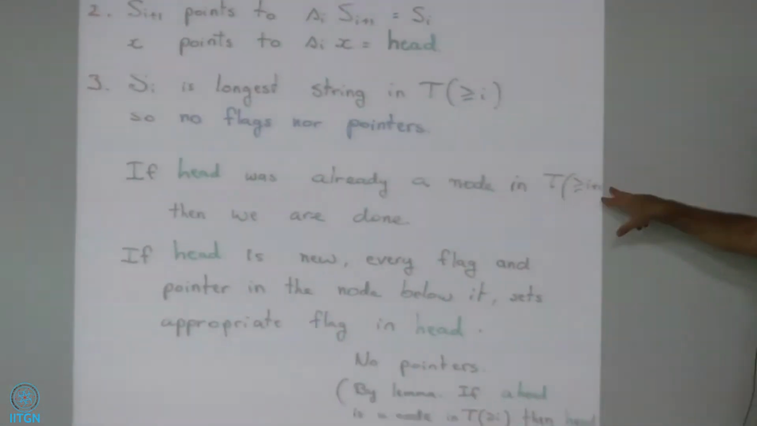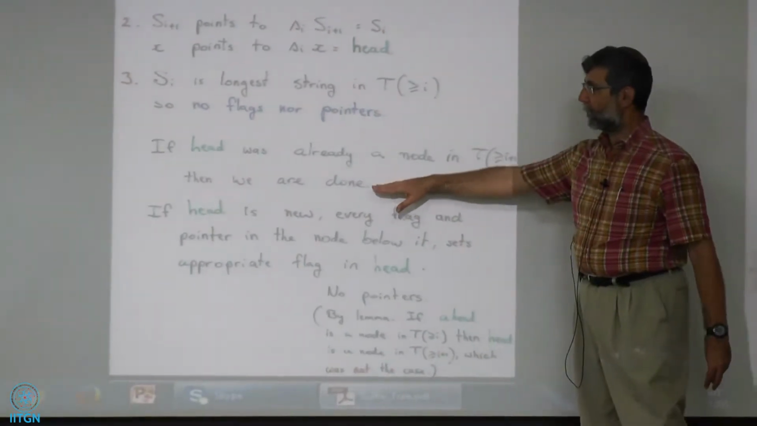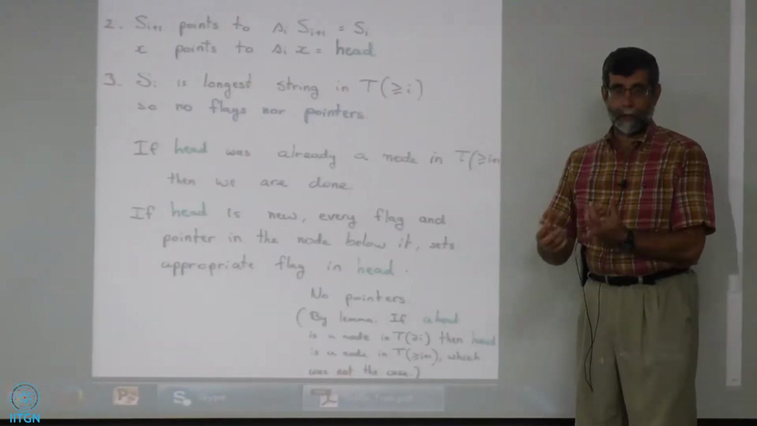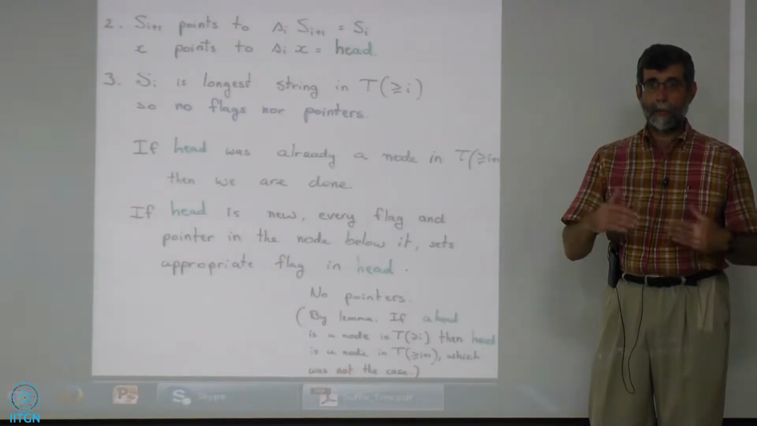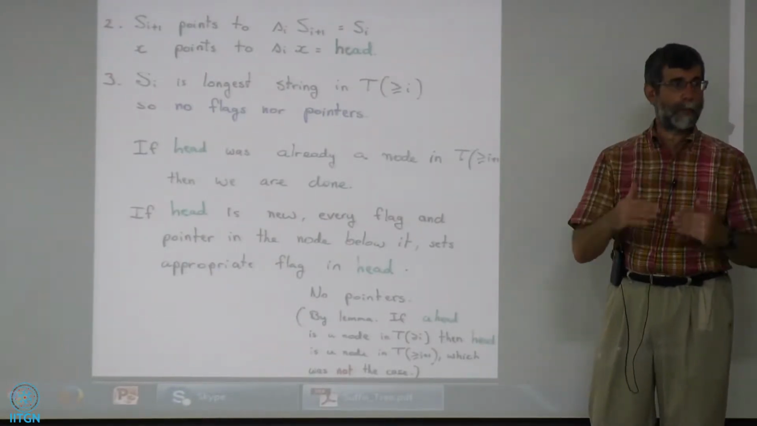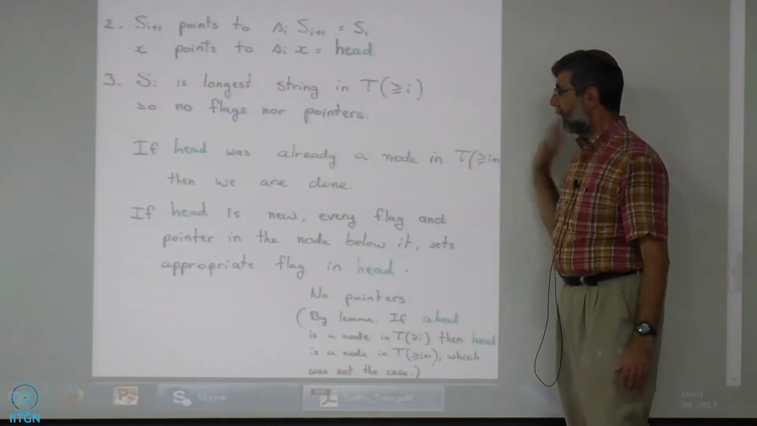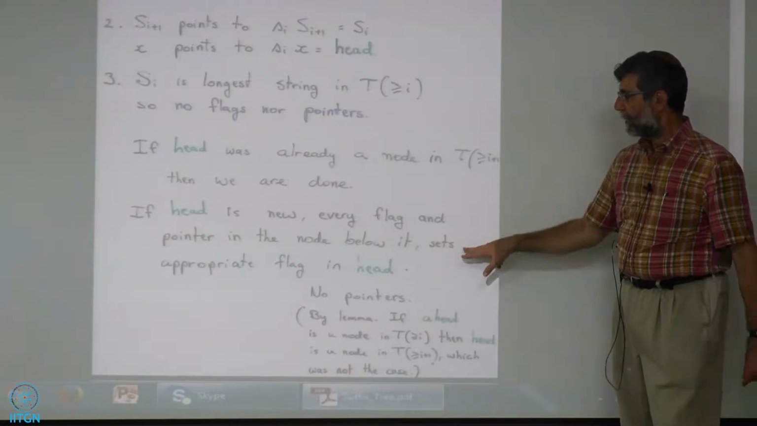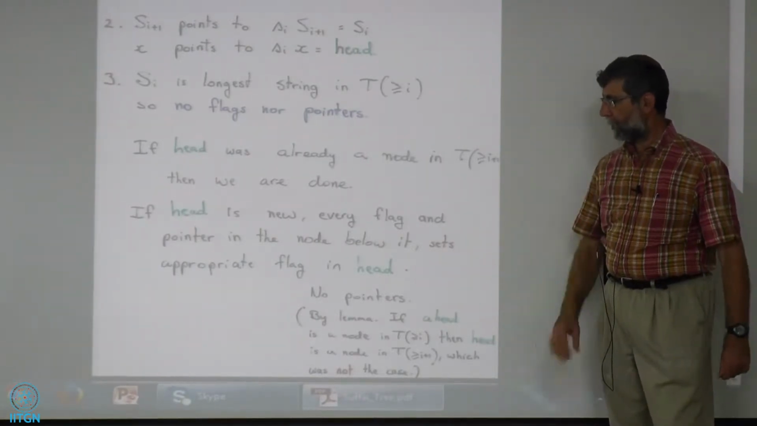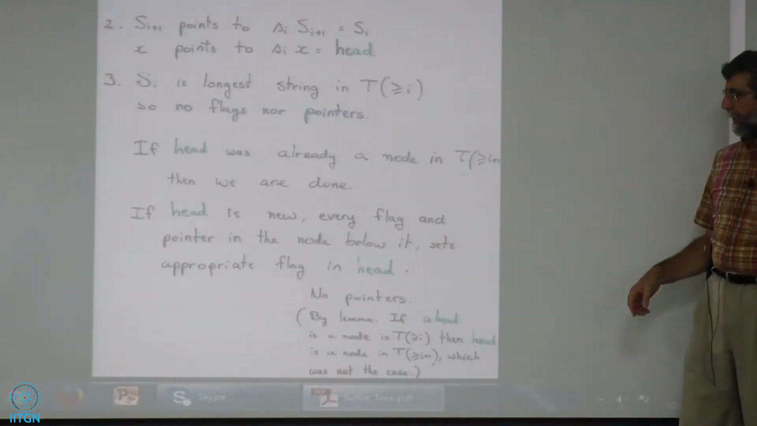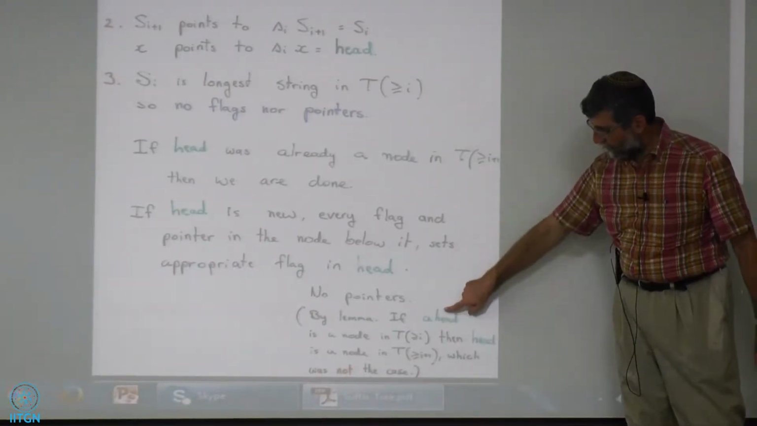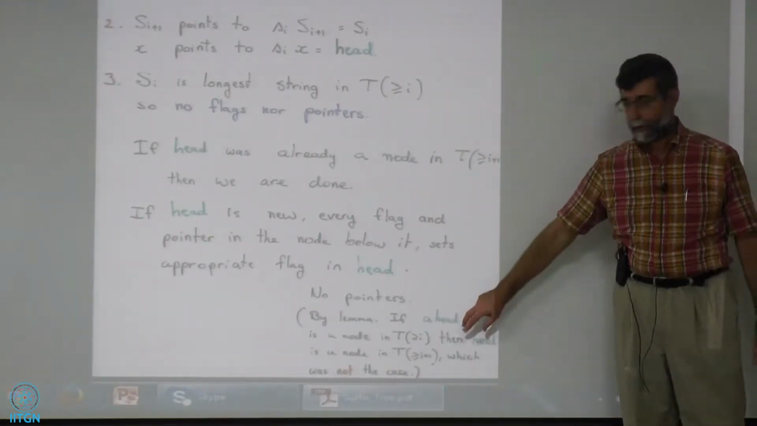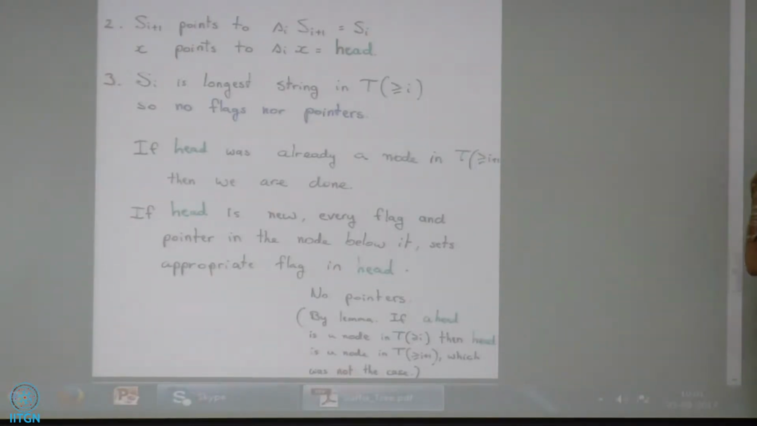And if the head was already a node, then we're really done. Because it could be that we didn't break anything. It could be that the first thing we reached wasn't a flag, but the pointer itself. That can happen as well. At that point, we're done. But if not, if it's new, then every flag and pointer in the node below it is going to set an appropriate flag in head, and again, no pointers, and there is an explanation of what we said here in parentheses, because a pointer would mean that actually there is a break, but there wasn't a break.